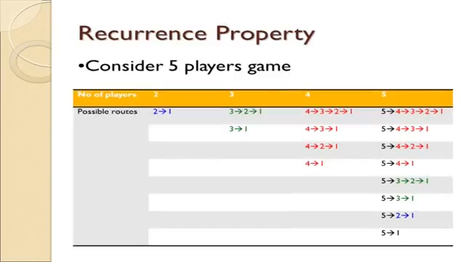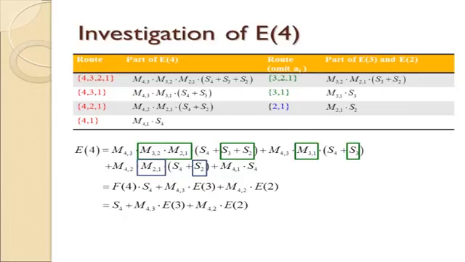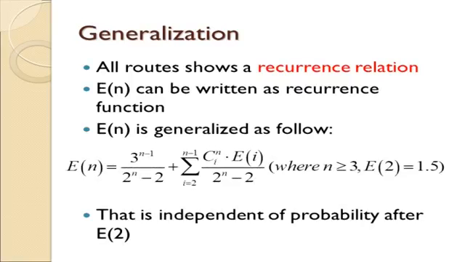But why? Looking at the rounds of a 5-players game, we can see that some parts of the rounds of 5-players game are the same as that of 2, 3, and 4-players game. We call this the recurrence property of rock, paper, scissors. Looking into E4, we can replace the expression in color boxes with E2 and E3. As there is always a recurrence property, no matter how large n is, we can generalize the equation for En. And it is now independent from probabilities after E2, so it can be computed much faster.